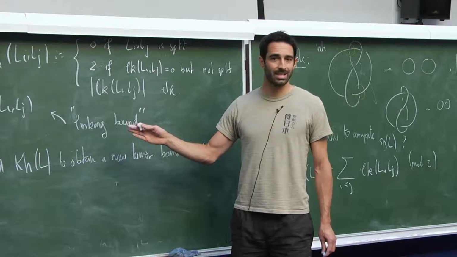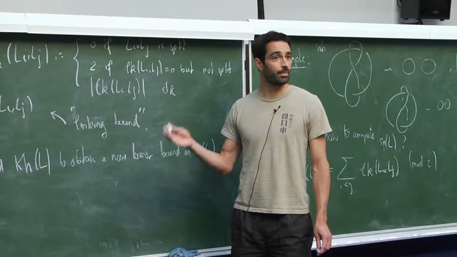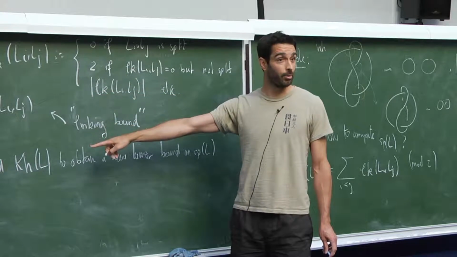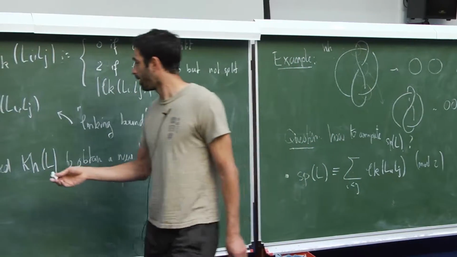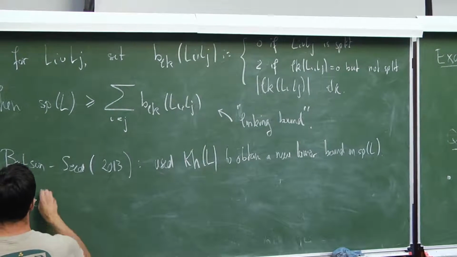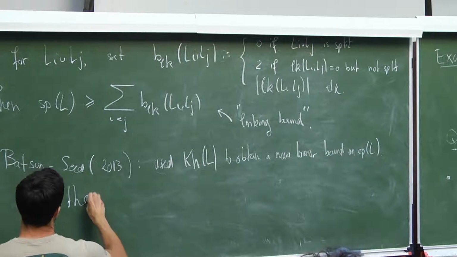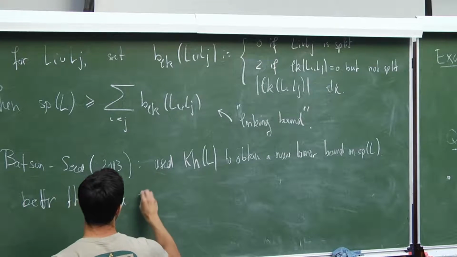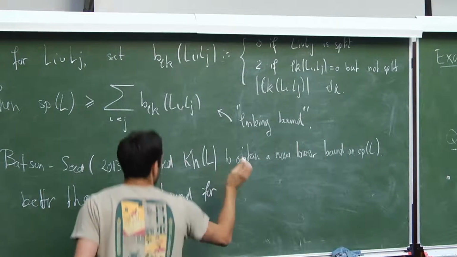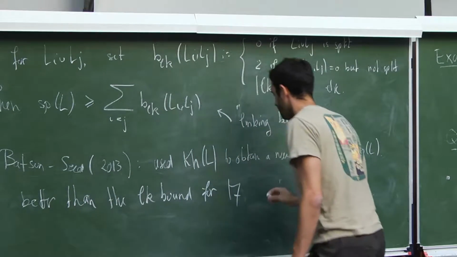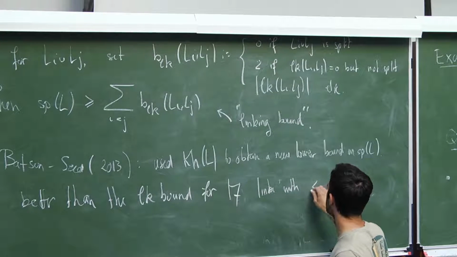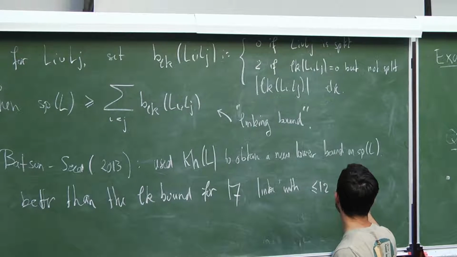The bad news was that out of these 5,200 and something links, only in 17 cases was their bound better. So it's better than the linking number bound for 17 links with less than or equal to 12 crossings.